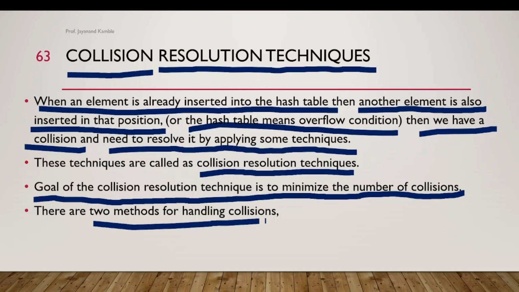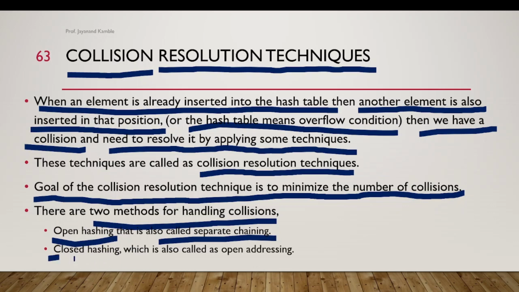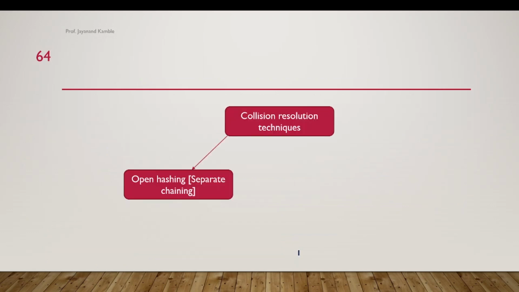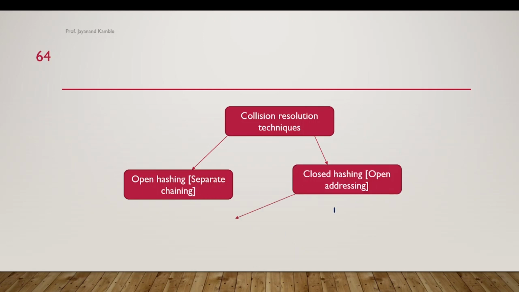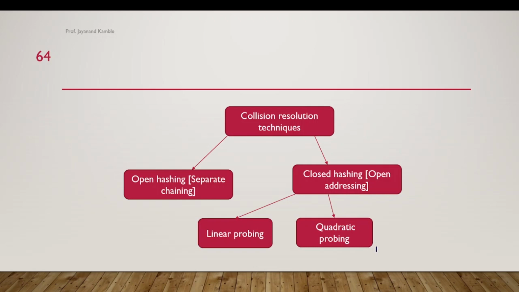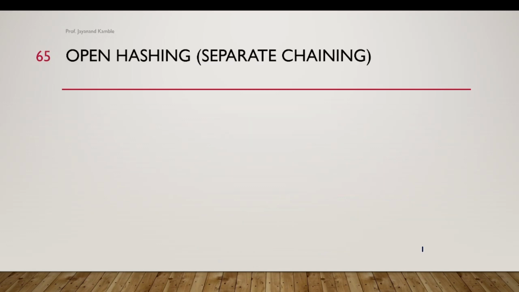There are basically two methods of handling collisions. One is called open hashing or separate chaining, and the second is called closed hashing or open addressing. Open addressing has three different types: linear probing, quadratic probing and double probing. There might be questions or problems on linear probing, quadratic probing and double probing. So let's first talk about separate chaining.